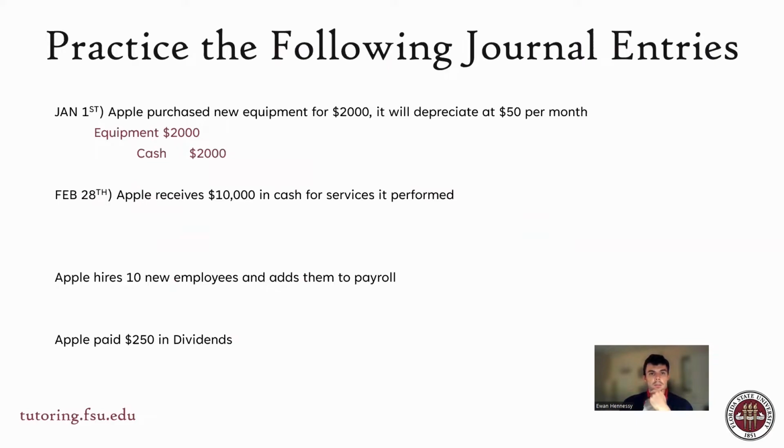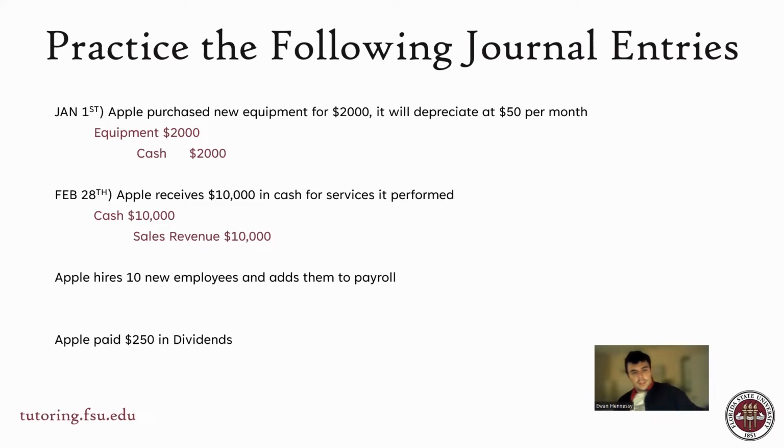So let's take a look at some additional journals. Let's say Apple purchases new equipment for $2,000. It'll depreciate at $50 per month. But the initial acquisition of the equipment for $2,000 is not an expense, because what are they buying? It's equipment, which is part of property, plant, and equipment, that section of the balance sheet, and it's an asset, right? So we're going to increase our asset by $2,000 for the cost of the equipment, and we're paying cash here. So our assets are going up by $2,000 and also down by $2,000 because we're paying cash. So that nets to zero.